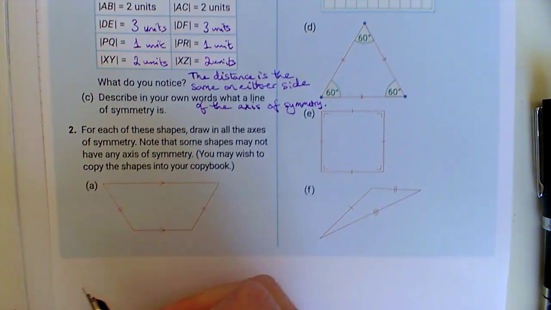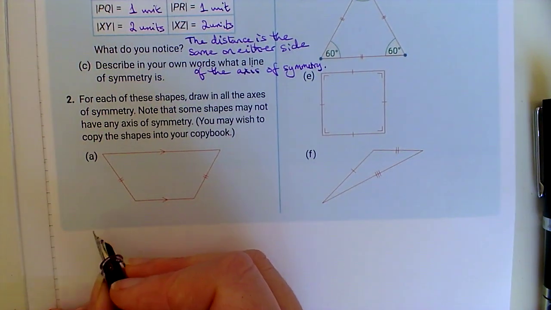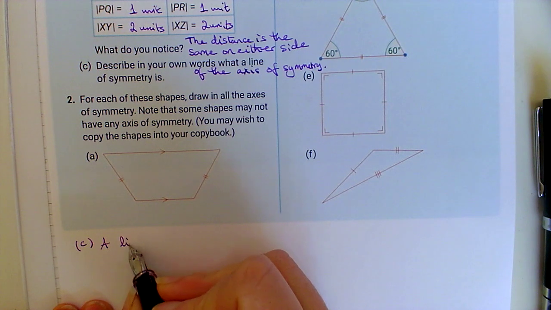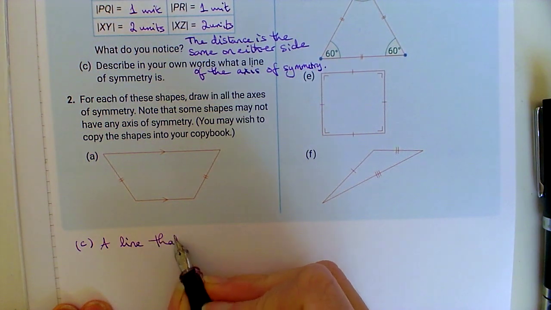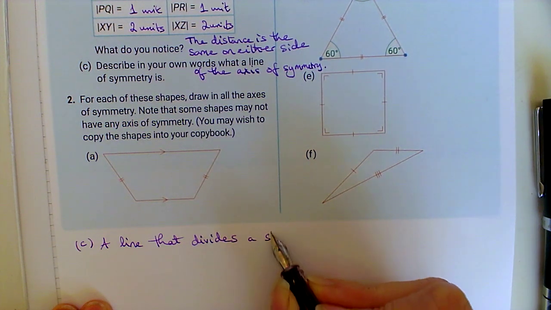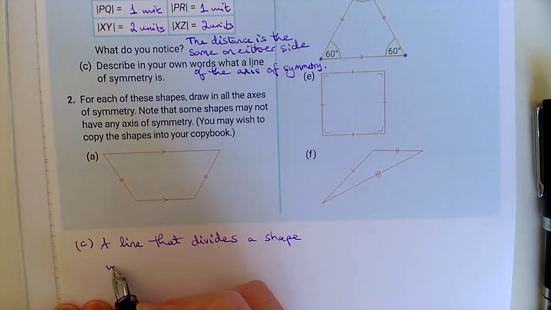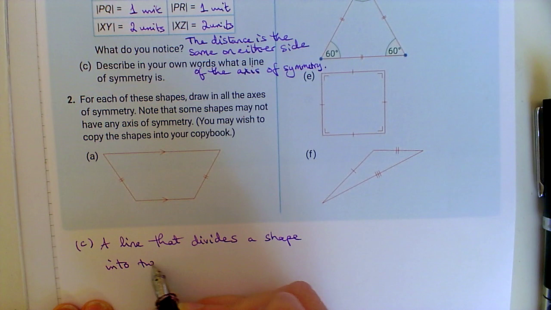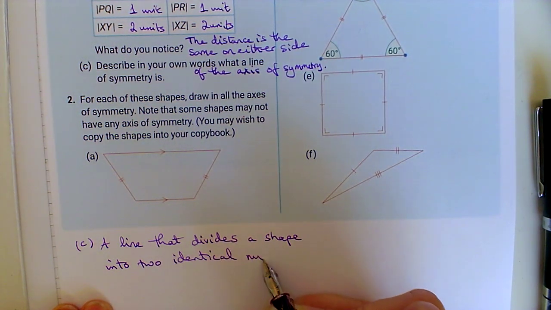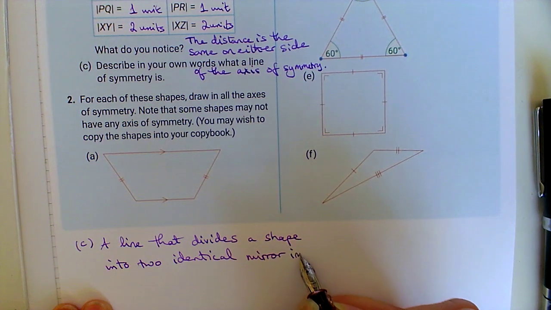And finally, part C, I'll write the answer to part C down here. Describe in your own words what a line of symmetry is. So again, in your own words, the definition maybe from your notes would have been what you used. So a line that divides a shape into 2 identical mirror images of each other is how I would describe it.